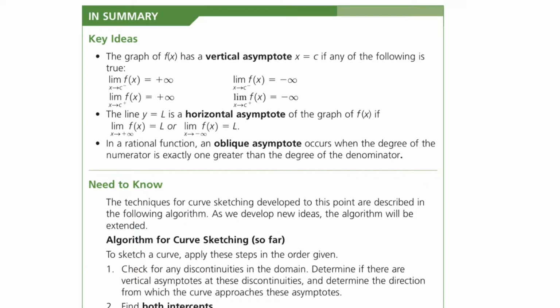In summary, we learned that if x approaches c from the right and left side, and the limit is either positive or negative infinity, x equals c is the vertical asymptote of the function. Y equals L is a horizontal asymptote of the graph of f of x if the limit of f of x when x approaches positive or negative infinity is L.